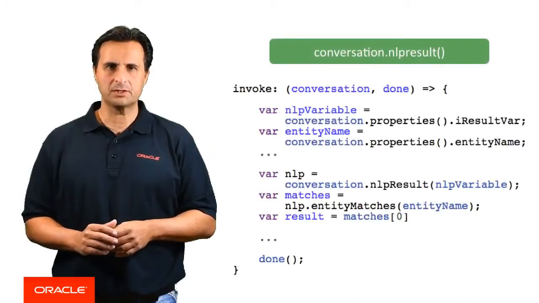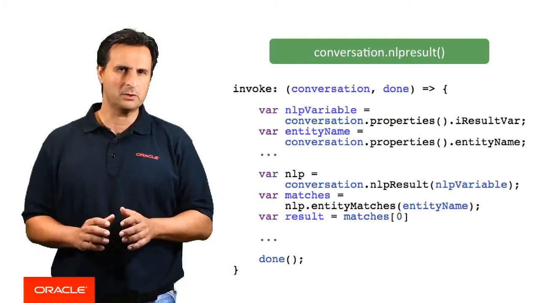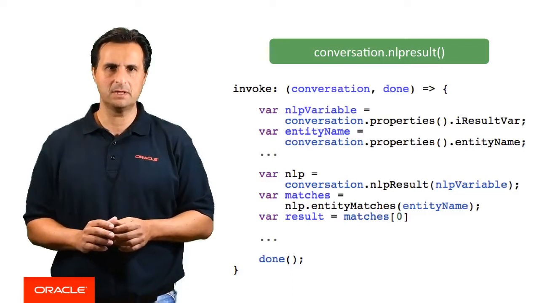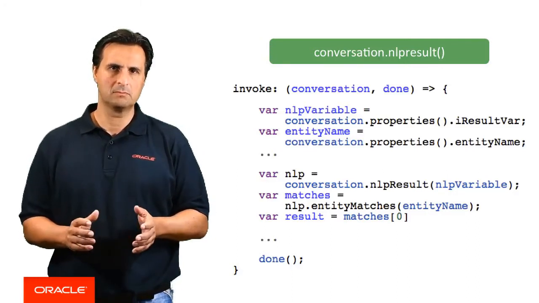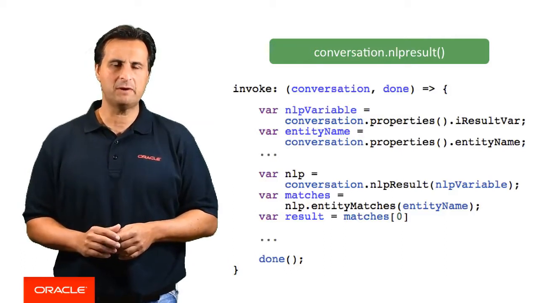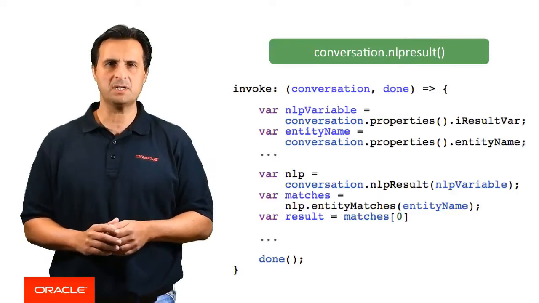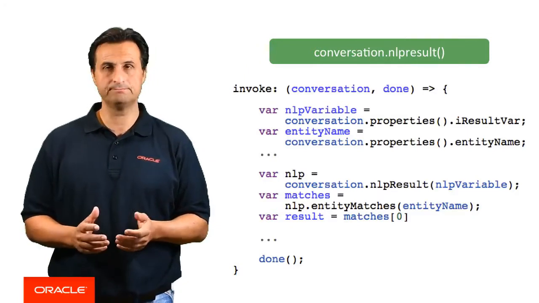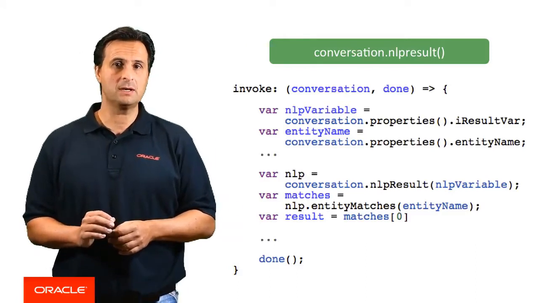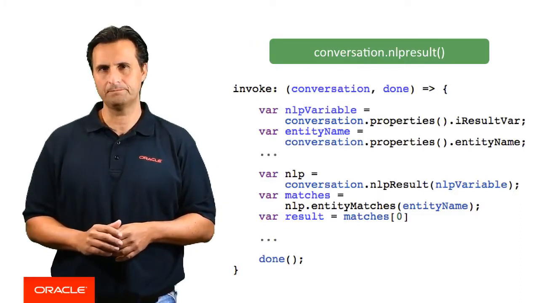The NLP result function gives you access to the entities that were extracted from a user string. A good use case for when to use this function is when you have an unknown number of entities in a sentence. Let's take a currency converter as an example. Users might request the conversion of a base amount and a base currency into multiple target currencies. How many? Well, you don't know. So this is where the NLP result function comes in handy, because it returns an array of entities matching a provided entity name.